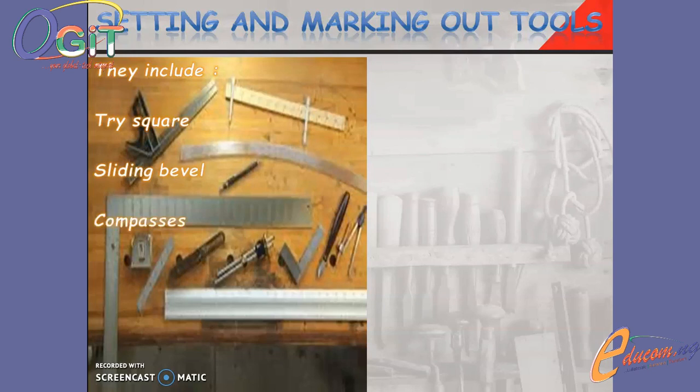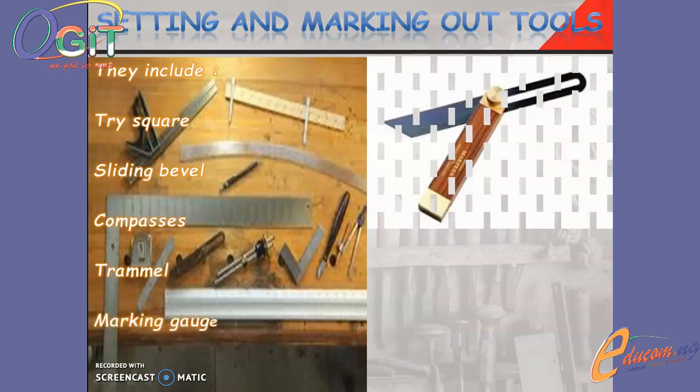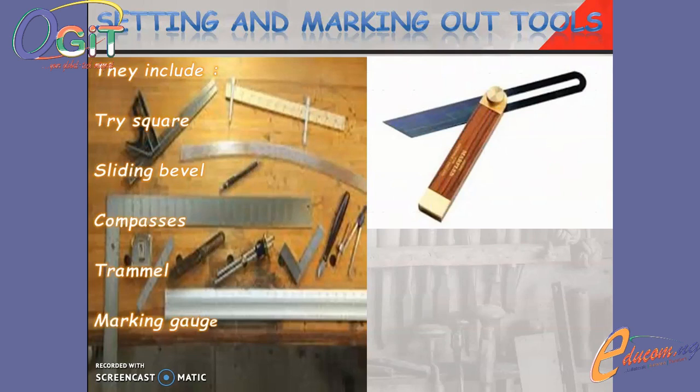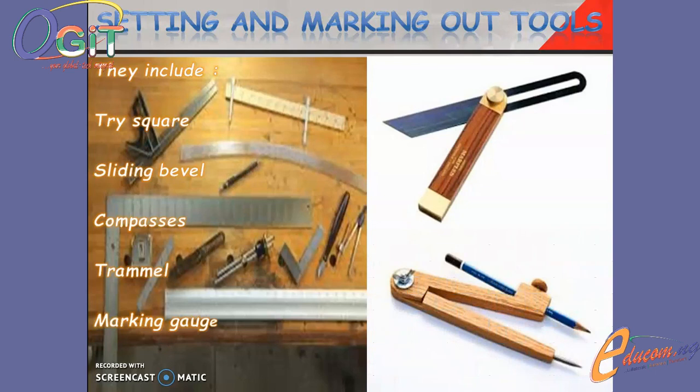The compasses, trammel, and lastly marking gauge. As you can see, the first picture that pops up is the sliding bevel, and this is the compass.